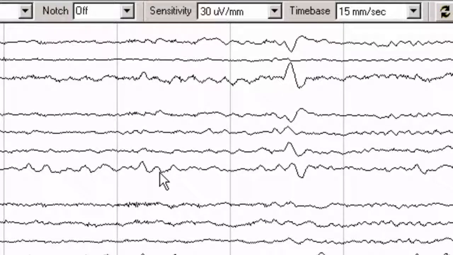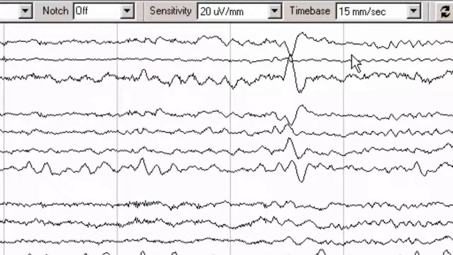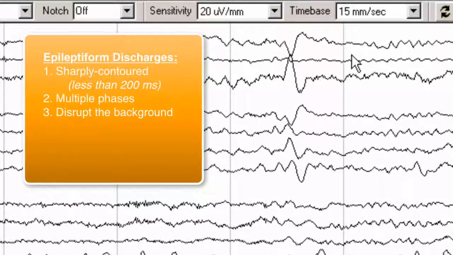The second characteristic is that this discharge has multiple phases. If we look very carefully at this discharge, focusing on one of the channels, we can see that there's actually an initial positive phase, then the largest negative phase, then a third positive phase, so that we would call this a three-phase or triphasic discharge. However, it is important to distinguish this from triphasic waves, which have a different clinical significance. This discharge should interrupt the background. In other words, it should not simply look like a continuation of normal background activity.